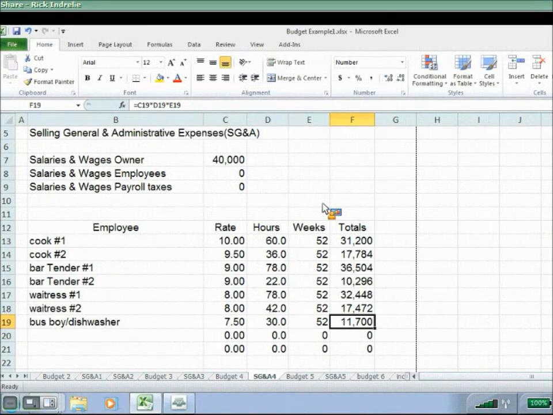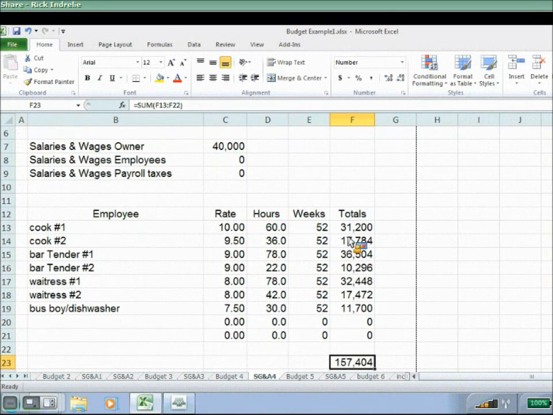Now our next step, we want to add up all these position expenses. So we started at $31,200 and we added up through the $11,700 busboy position, and our grand total is $157,404. We need to enter that total up here, and we're going to round up just a little bit. We're going to enter $157,500. So currently we've completed the owner's salary, and the wage expense of all our employees at $157,500.